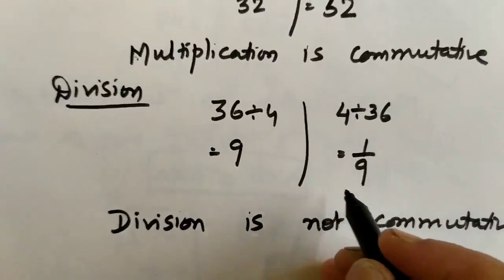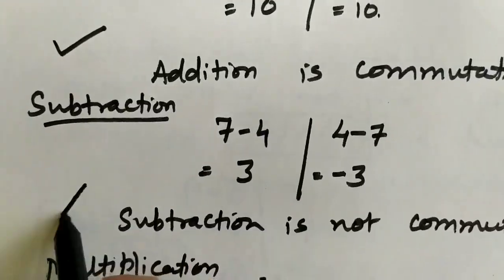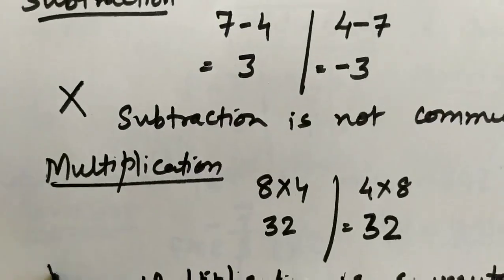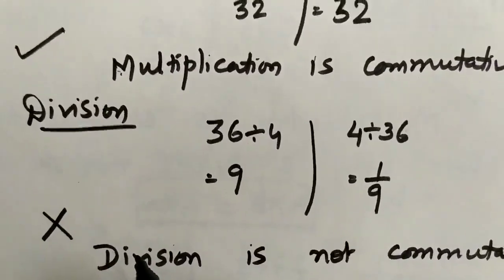So from this we can conclude that addition is commutative, subtraction is not commutative, multiplication is commutative, and division is not commutative for natural numbers.